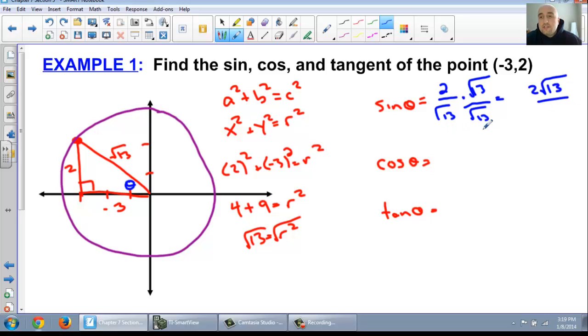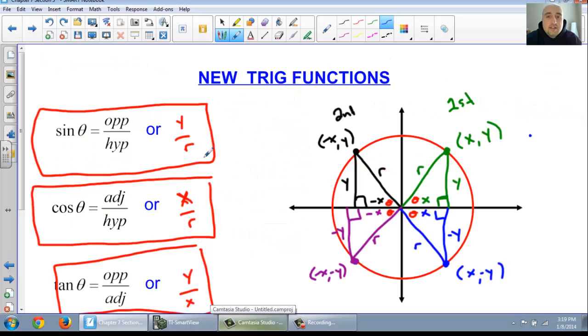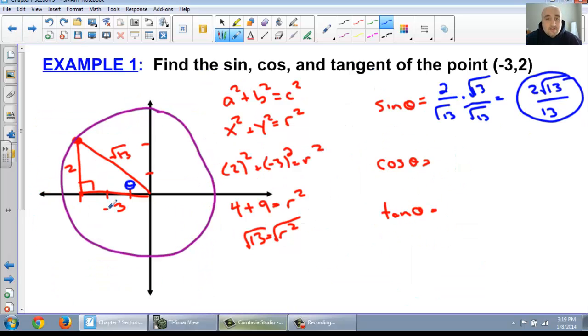And on the bottom, root 13 times root 13 is just 13. So my sine is 2 root 13 over 13. Cosine is what? Cosine is x over r. So cosine is my x value over r. It's negative 3 over root 13. Okay, negative 3 over root 13.